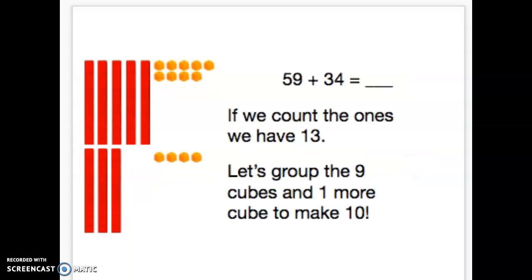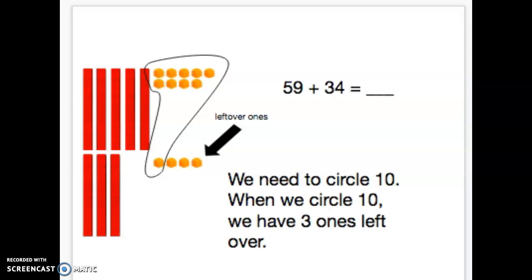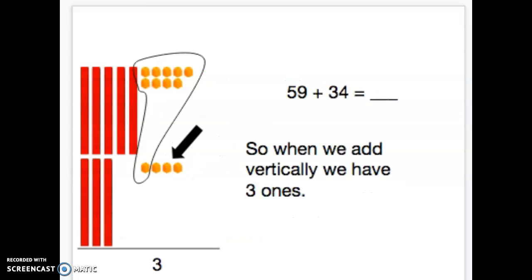If we count the 1s, we have 13. There's 9, 10, 11, 12, 13. Let's group the 9 cubes and one more cube to make a 10. So here's my 9 plus one more to make a 10. These are my leftover cubes. So we circle 10, and when we circle 10, we have 3 1s left over. So when we add vertically, we have 3 1s.